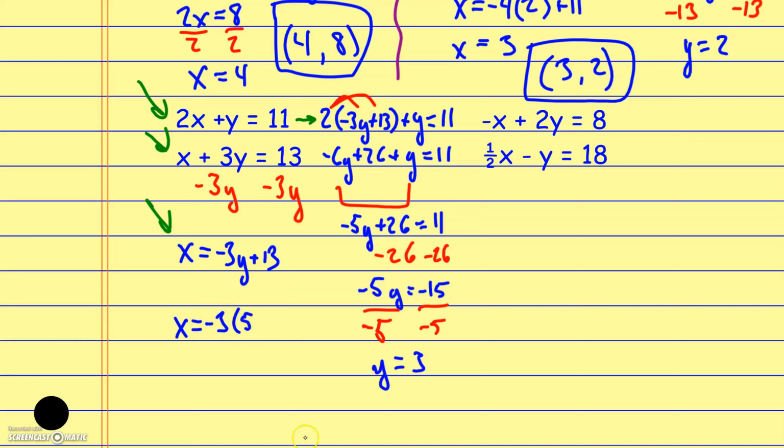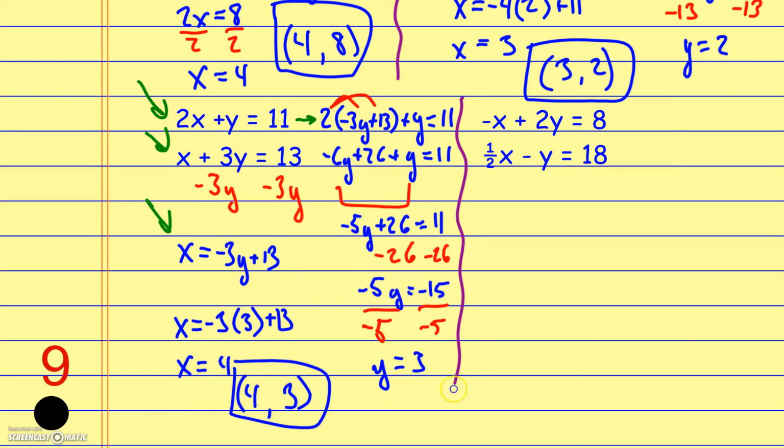Whoops, that is a 3. Let me try again. And so when I do this, I get negative 9 plus, sorry, that's a 13. Negative 9 plus 13, which is 4. And so my solution here is 4 comma 3. And that's it. And again, we can plug this back in and check it to make sure it works.